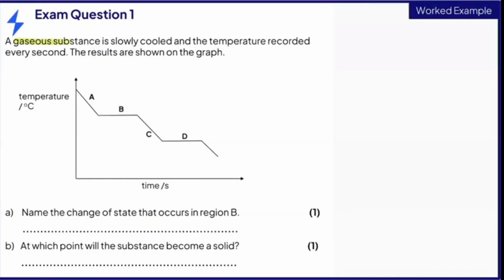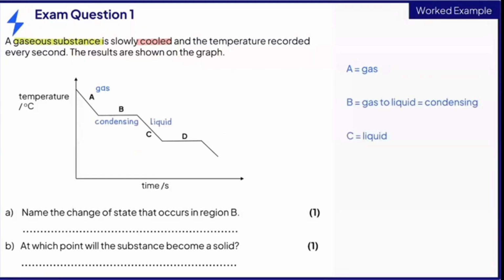This question tells us that a gaseous substance is slowly cooled. Before you answer the question, it can be useful to interpret the cooling curve. Remember, the changes of state are shown by horizontal lines, and the sloped lines show where the gas, solid or liquid is being cooled. The question tells us that we start with a gaseous substance, so A must be a gas. As the gas is cooled down, it will turn into a liquid, which we know is condensing, and is represented by the letter B.